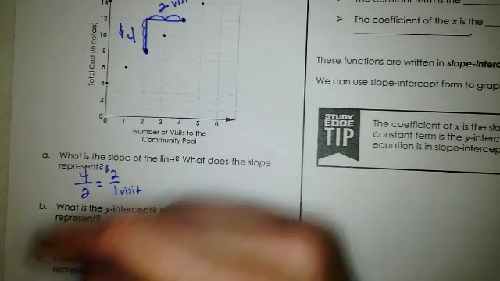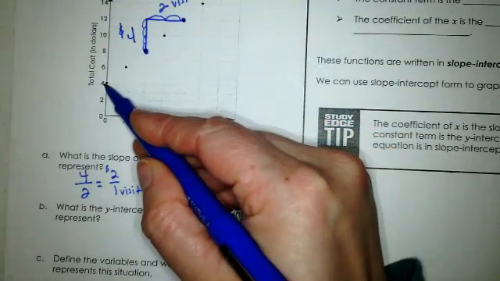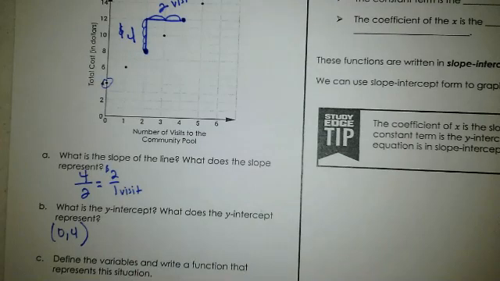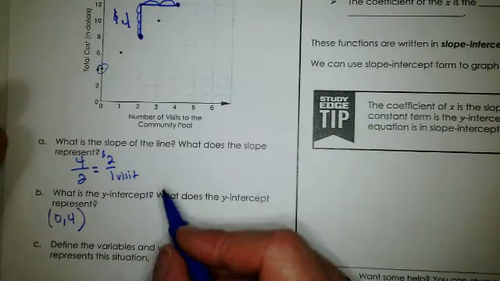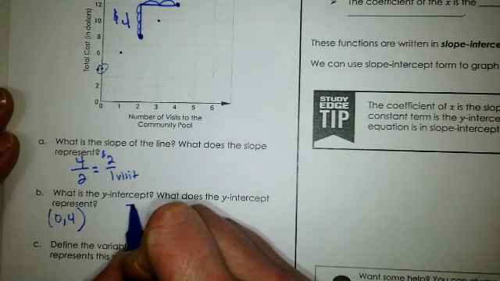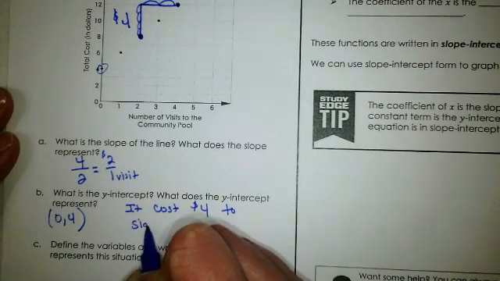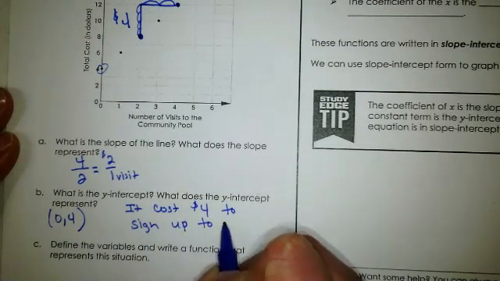What is the y-intercept? That's where our line crosses the y-axis. So that is 0, 4. What does the y-intercept represent? For some reason, it costs $4 to never visit the pool. So maybe we signed up for a discount card, or maybe you have to pay a towel fee. It's just a one-time fee. So there's a one-time $4 payment. So I'm just going to say it's a sign-up fee. It costs $4 to sign up to use the pool.